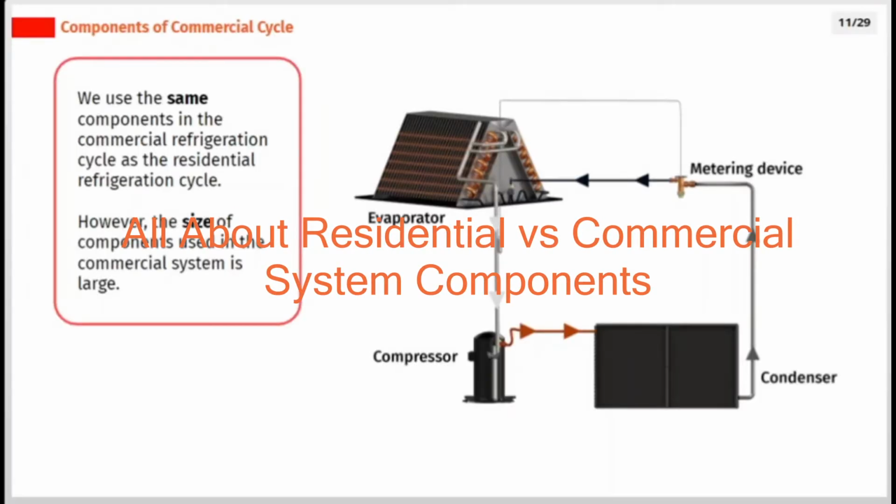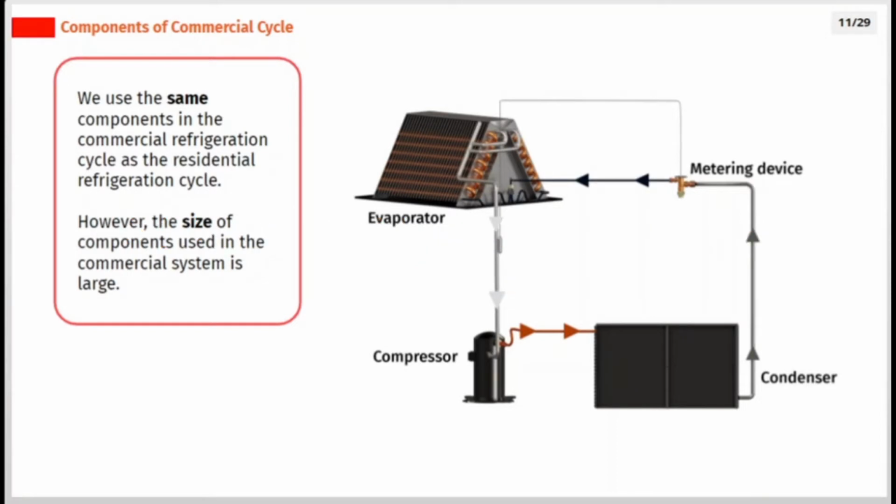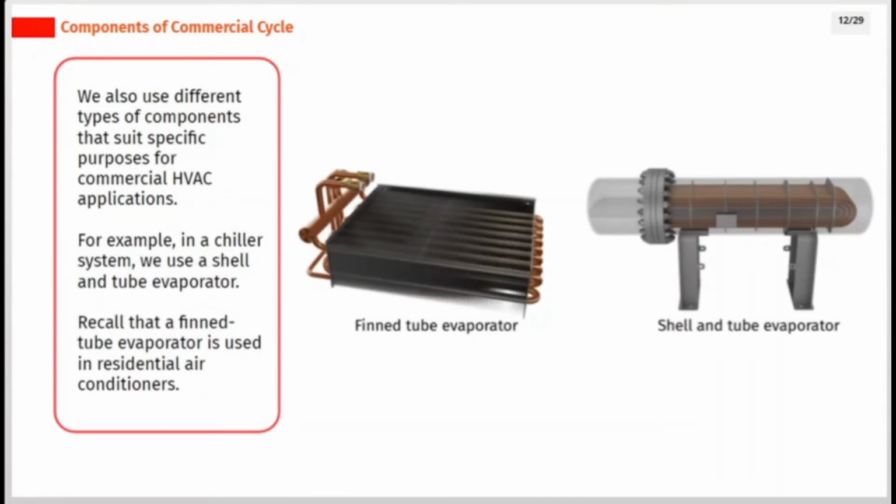We use the same components in the commercial refrigeration cycle as the residential refrigeration cycle. However, the size of components used in the commercial system is large. We also use different types of components that suit specific purposes for commercial HVAC applications. For example, in a chiller system, we use a shell and tube evaporator. Recall that a fin tube evaporator is used in residential air conditioners.